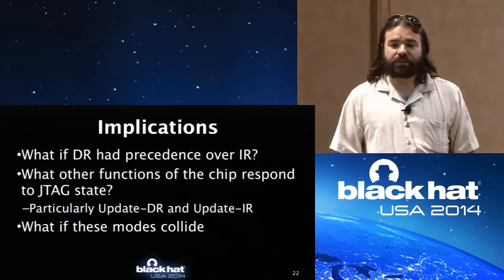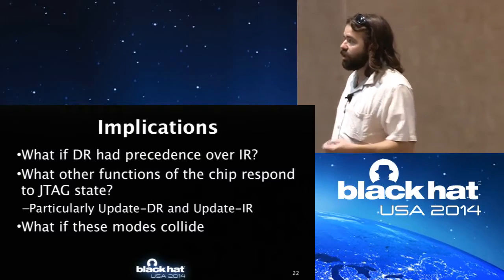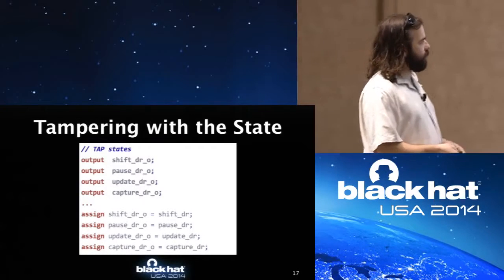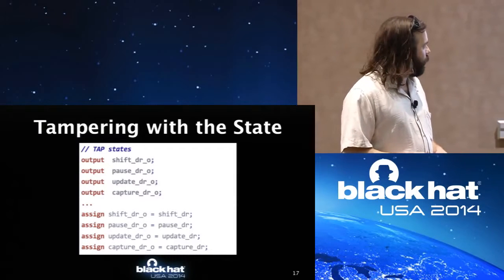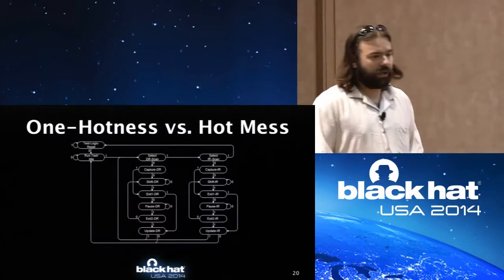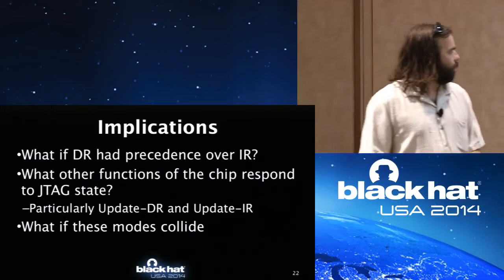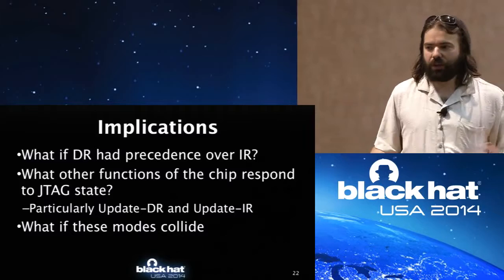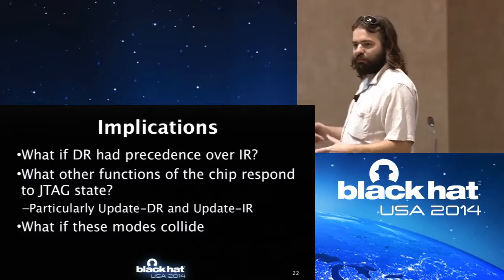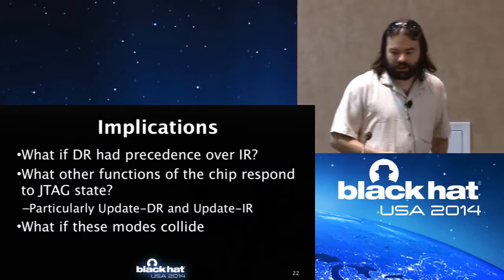So what if DR had precedence over IR? Would that change how this would make sense? What other functions of the chip respond to JTAG state? Remember, I showed you we output the shift DR, pause DR, update DR, and capture DR tap states. So other stuff in the chip can be triggered on these states. What happens if that stuff is triggered at the same time as something else? Particularly update DR and update IR. What if these modes collide? What if these two modes cause other things to collide on the chip, right? So again, there's a bit of a theoretical scenario here, but this is how these bugs start, and you just kind of roll down the hill, seeing the implications of all this undefined behavior.